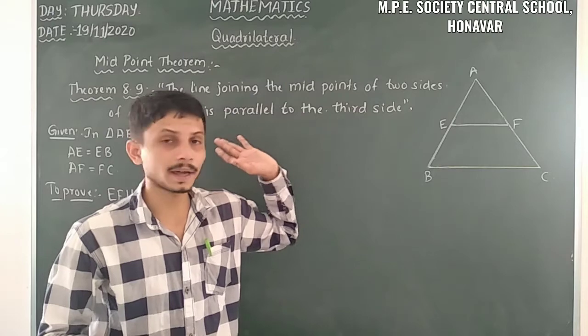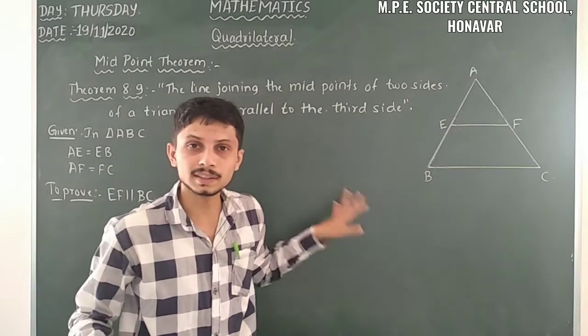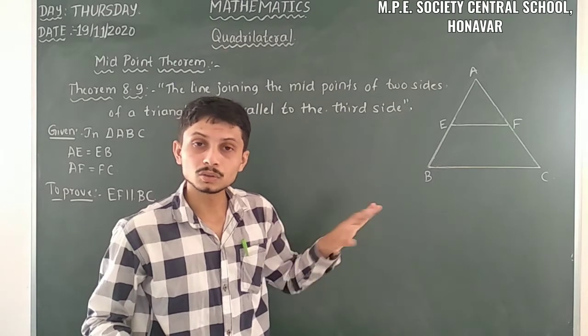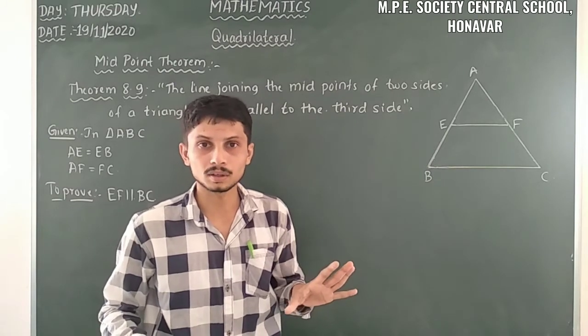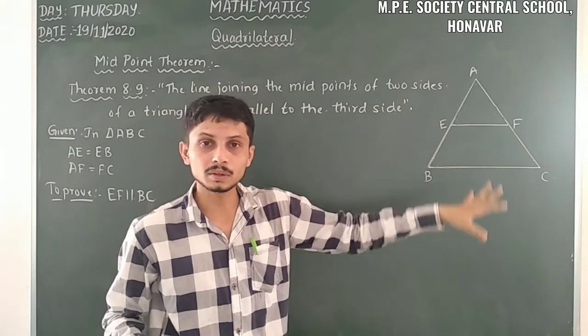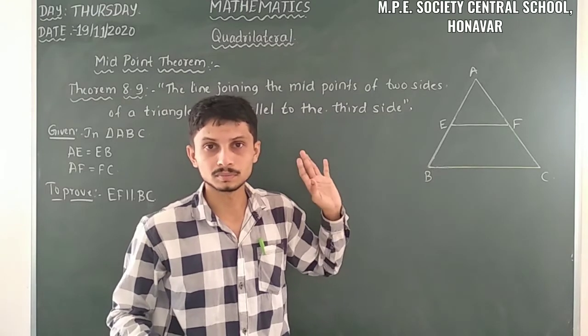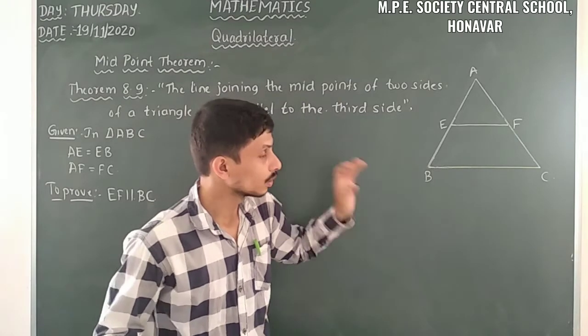But here there is no parallelogram. Here it is a trapezium. Here it is a triangle. Completely it's a triangle. So that's why we have to construct a parallelogram here with the given triangle. From the given triangle we have to draw a parallelogram here. So let us take that one.